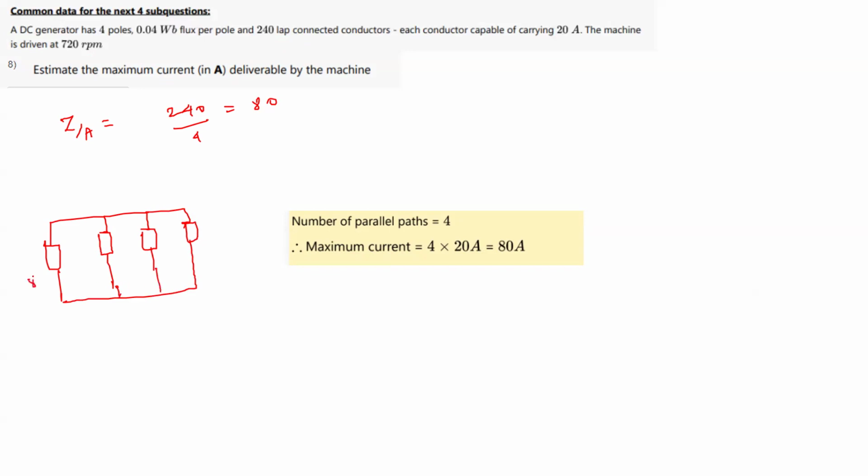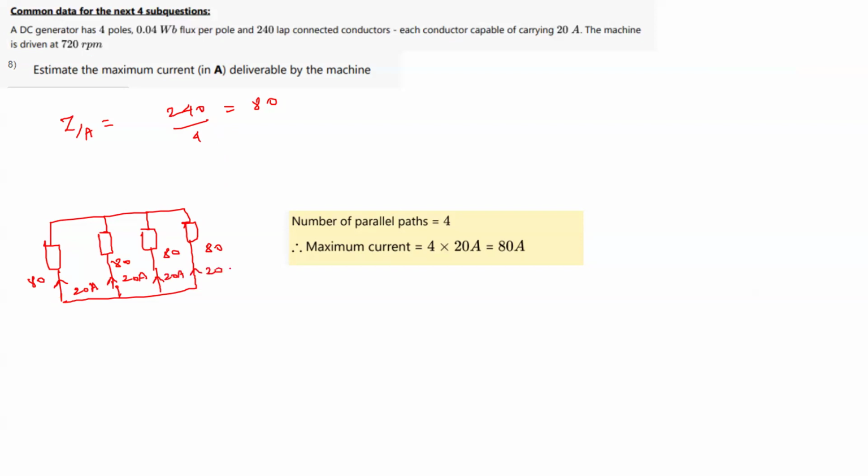Each having 80 conductors. Now we know that in the series part, each conductor is capable of carrying 20 ampere maximum. So in each of the series paths, there will be 20 ampere flowing. Not more than 20 ampere can flow, otherwise the conductor will burn.